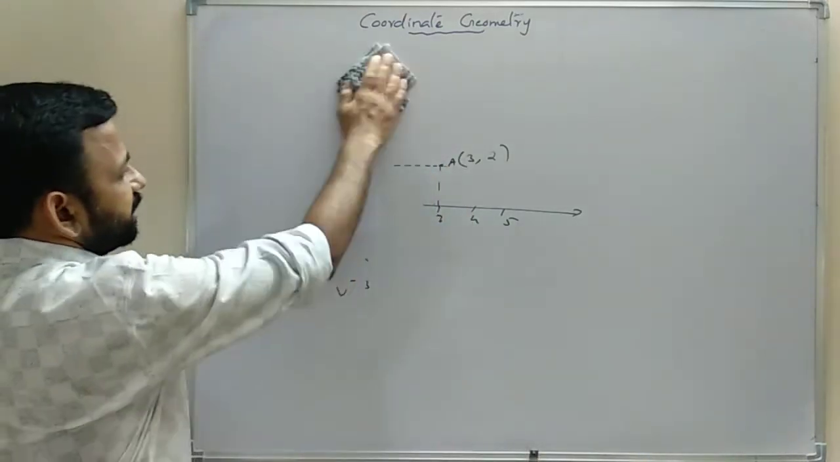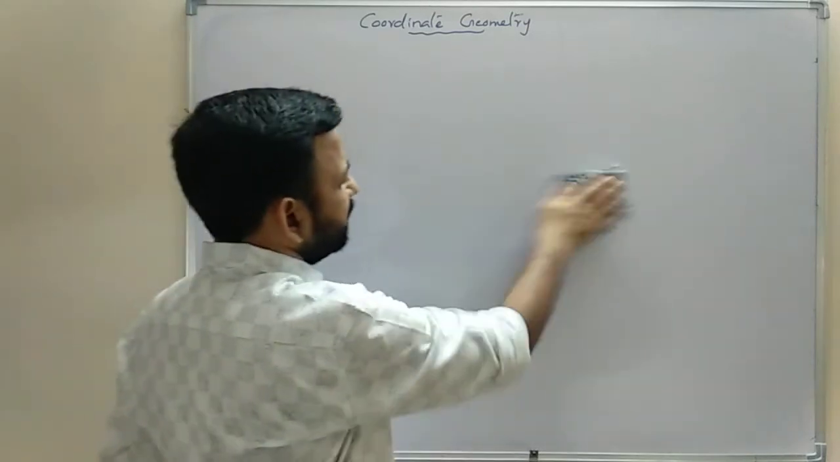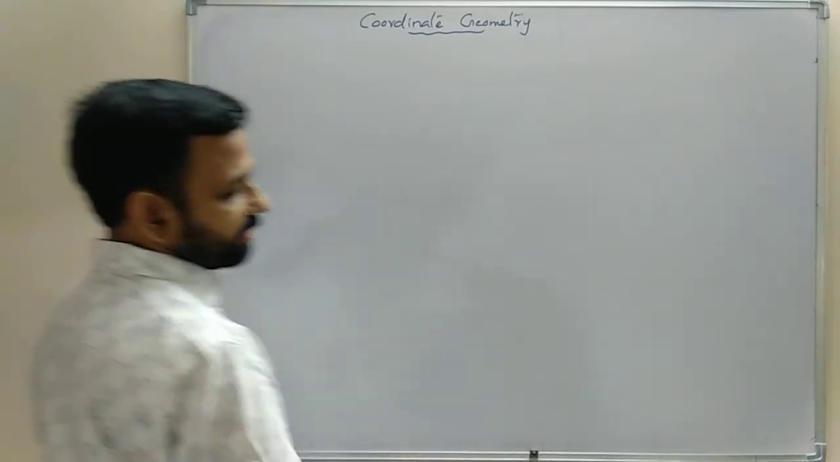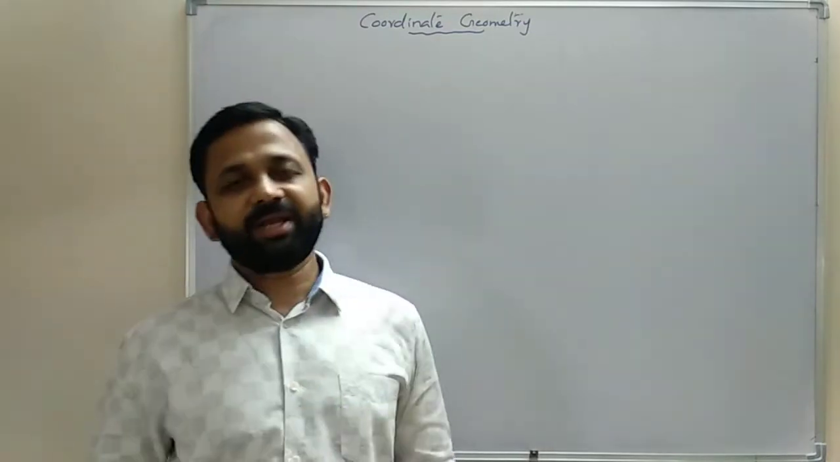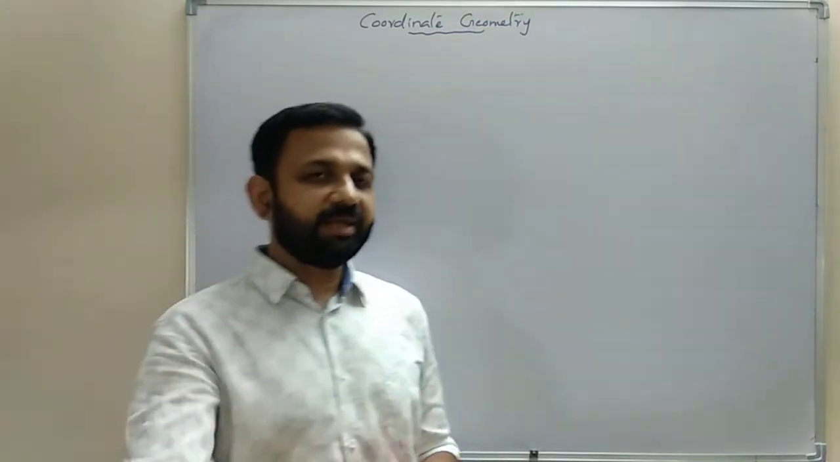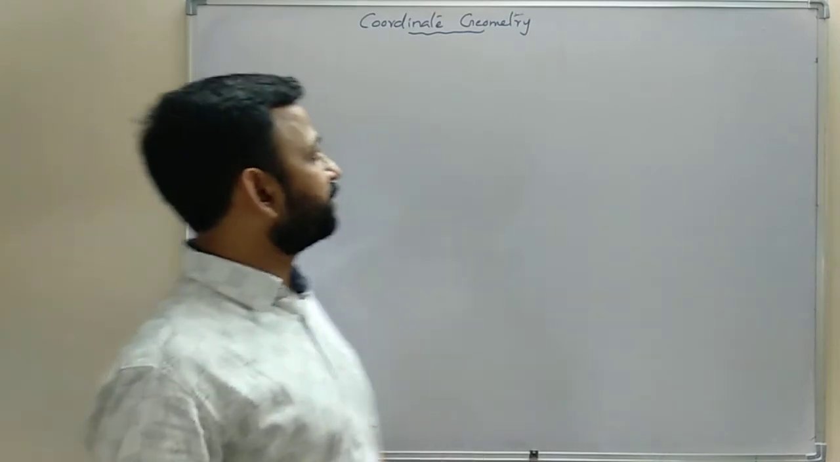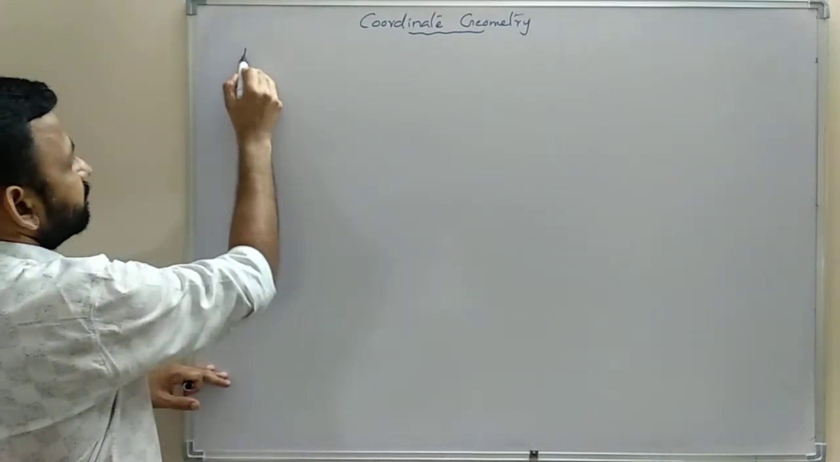In this chapter, first we are going to learn the distance formula. Then we will learn how to find the area of a triangle. Then we will learn the section formula. So first we are going to learn the distance formula.